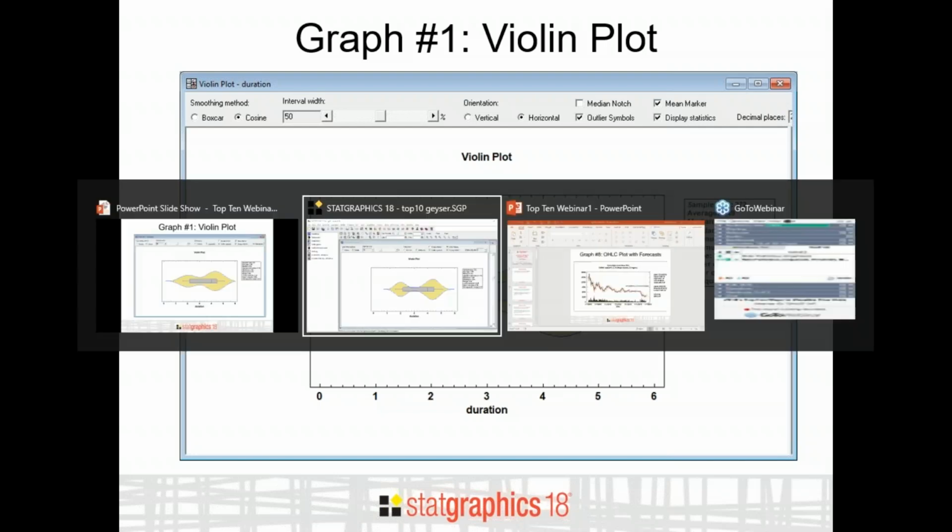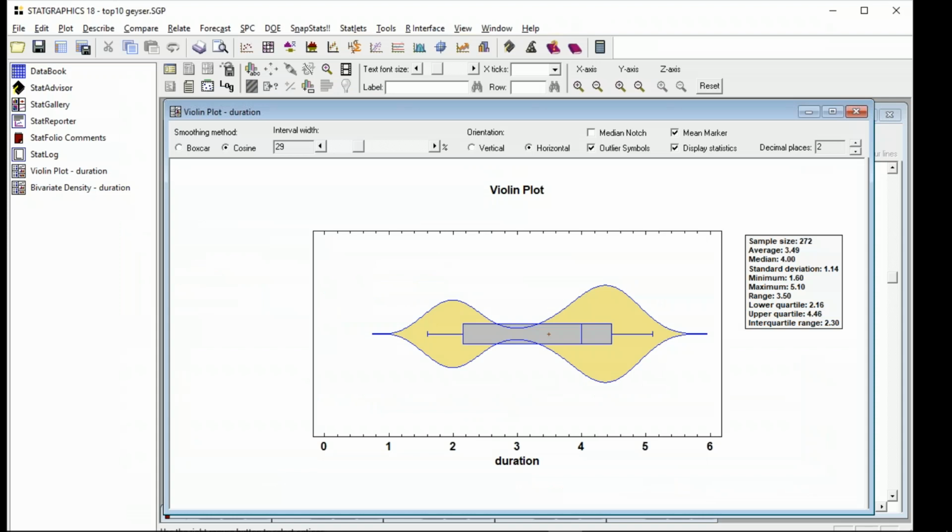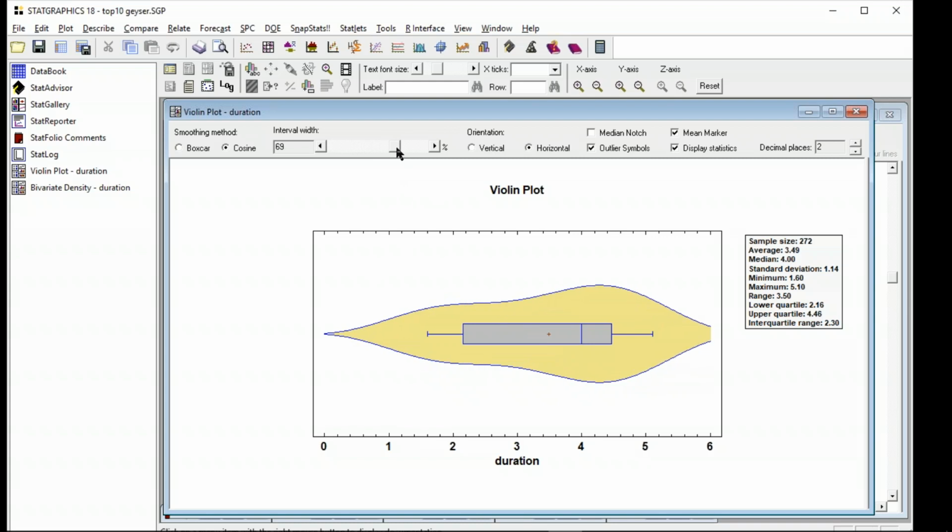Now, I'm going to switch over here for a moment to Statgraphics, where you can see the statlet that we use to create a violin plot, because there is a slider bar here which changes the interval width of the non-parametric estimator. If I widen the interval, I get less detail, and if I reduce the interval, considerably more detail.